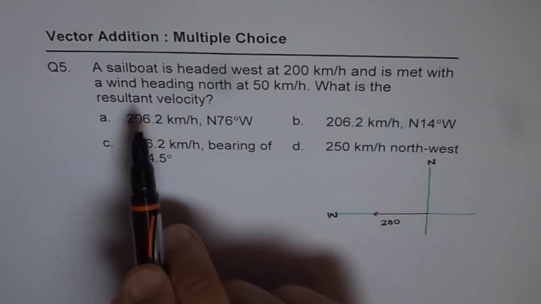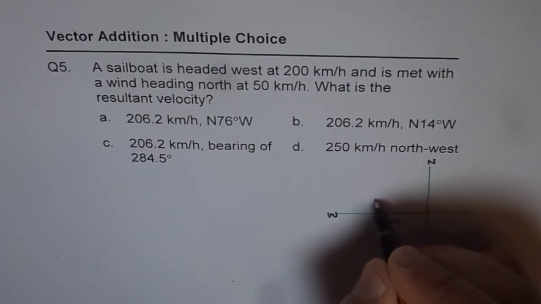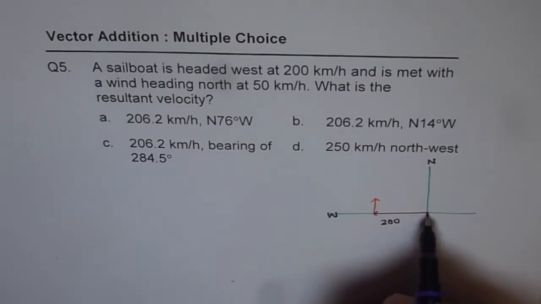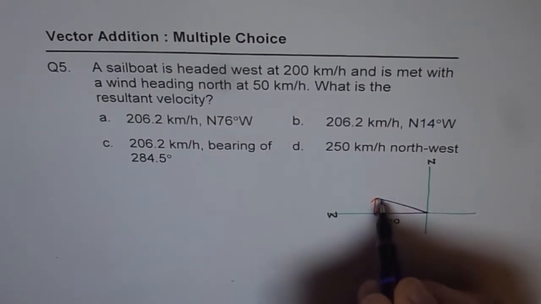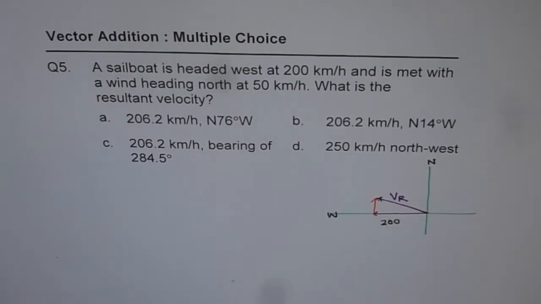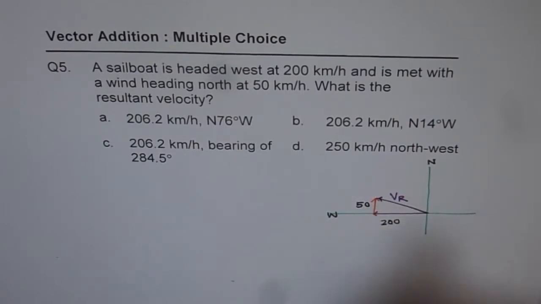And is met with a wind heading north at 50 kilometers per hour. So we'll try to draw 1/4 of this to represent 50 kilometers per hour, right? So that becomes 50 kilometers, and then we get our resultant, which is we can join them, right? So that is velocity resultant, right? So we have 50 here. This is because of the wind. We need to find VR along with the angle.